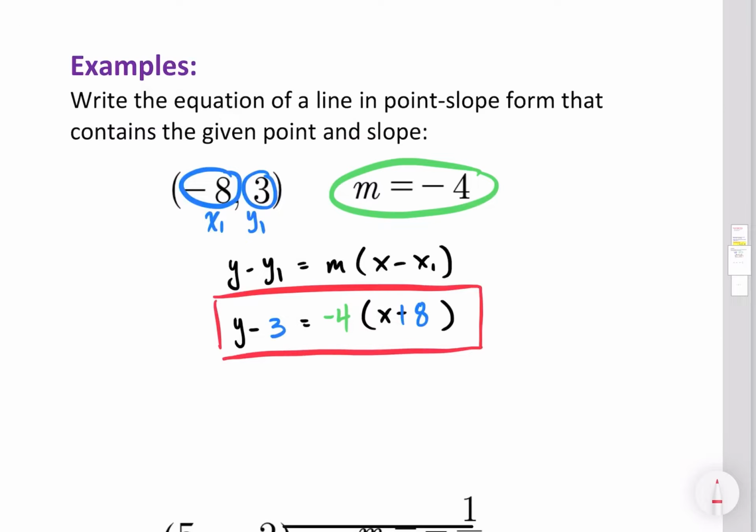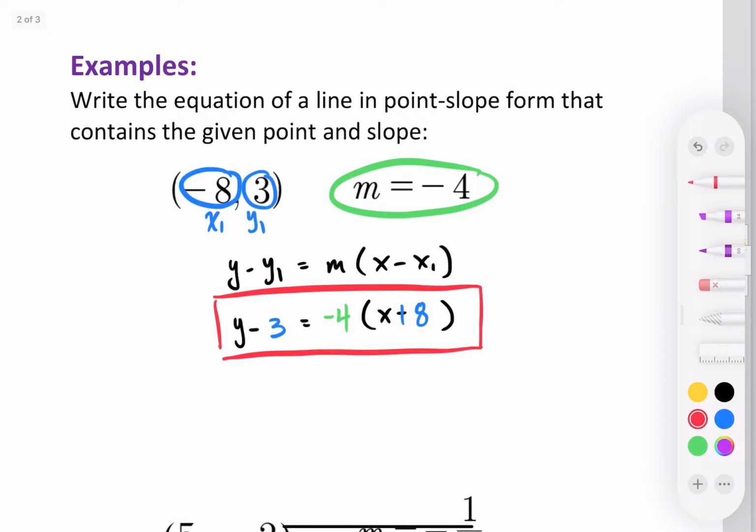As long as you have a point, you have a slope, all you got to do is substitute it into those different places. So we have to substitute it into our x1, our y1, and our m. Now let's say that we want to go ahead and convert this into slope-intercept form. Since most of our equations are written in slope-intercept form, if we want to convert that, well, all we got to do is just a little bit of math here.